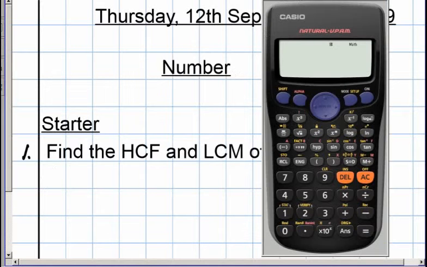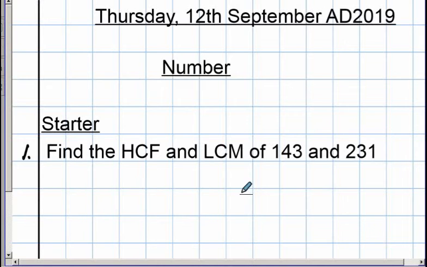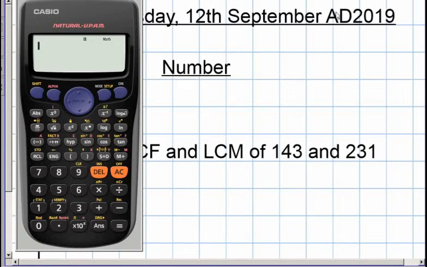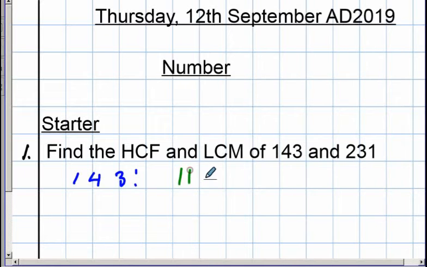The first thing we're going to do is to write each number as the product of its prime factors. So what about 143? What you do, boys and girls, is you type in 143, press equals, then shift, and then the button that has FACT above it. There you go. 143 is 11 times 13.